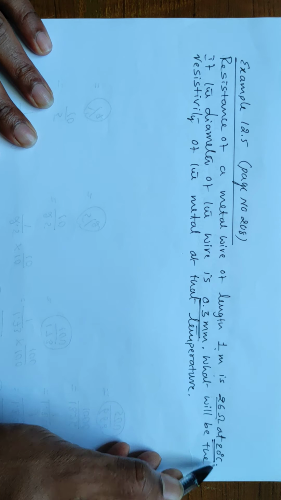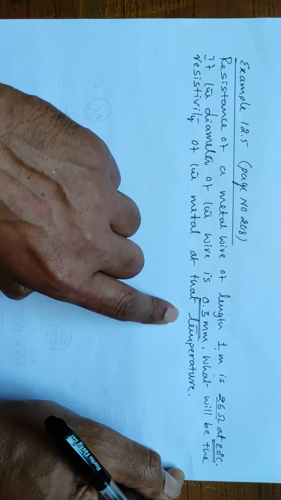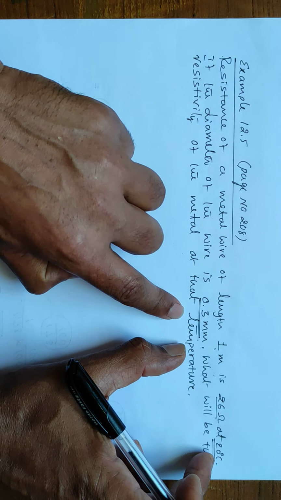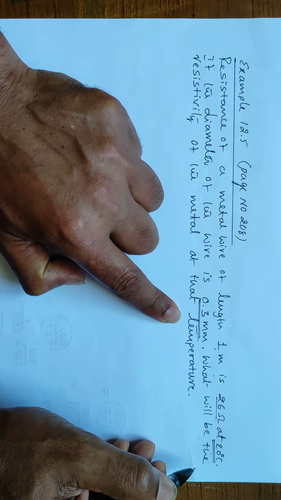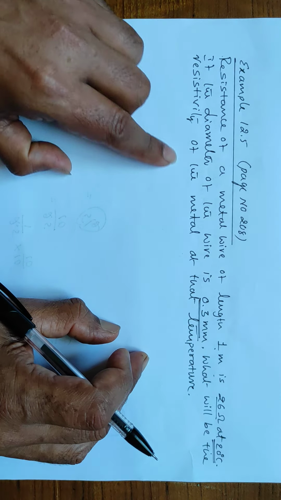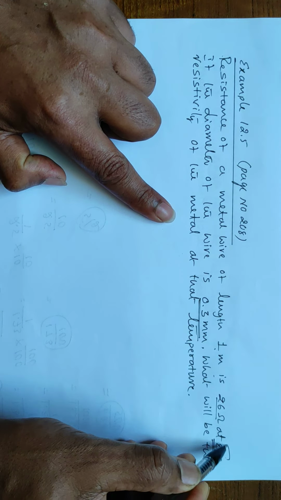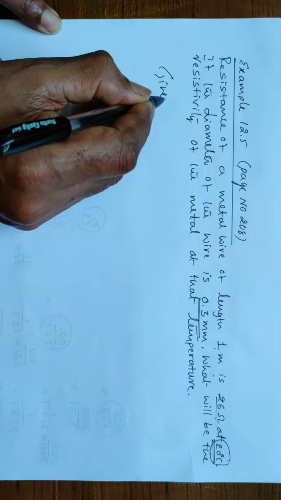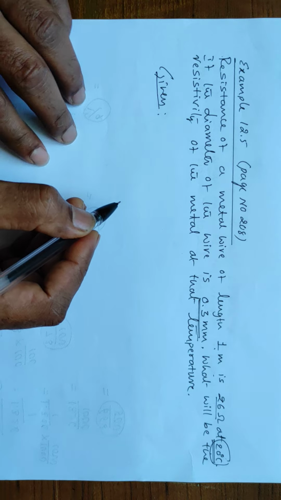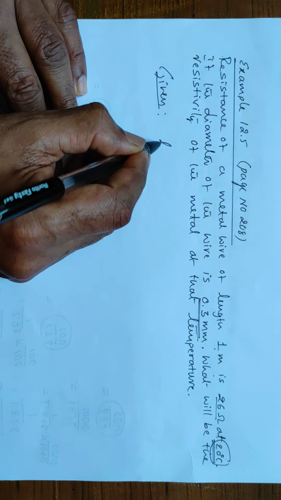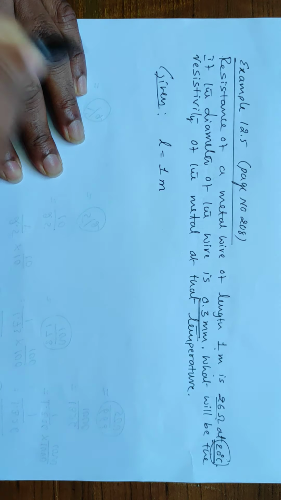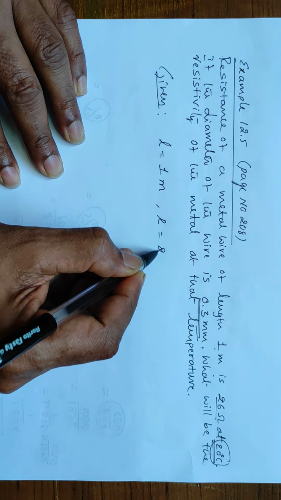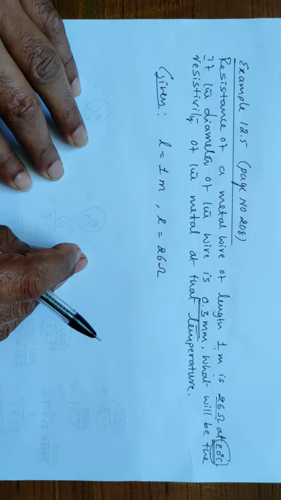He has also given the temperature. So at that temperature, this itself gives you the idea that the resistivity depends on temperature. So you have to calculate the resistivity of the metal at this temperature. So what is all the given information? Length of the conductor is 1 meter. Resistance of the conductor is 26 ohm.